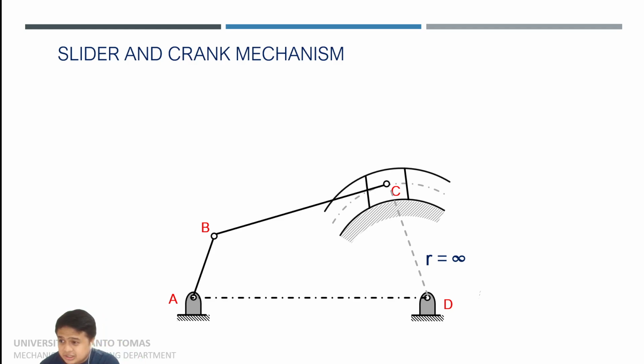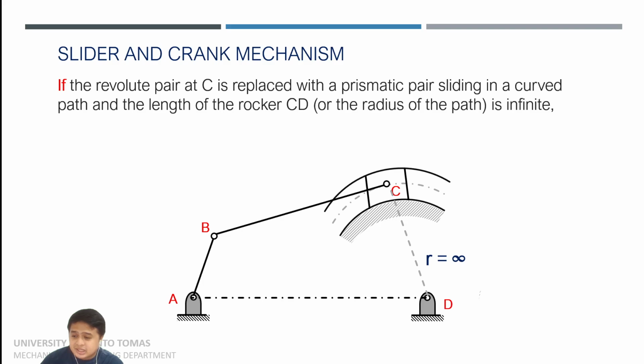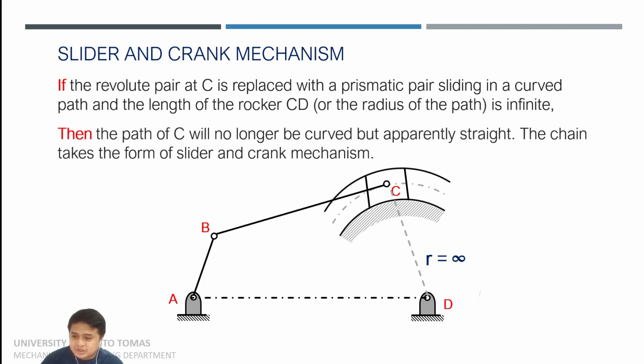So basically, a slider and crank mechanism is still technically a four-bar linkage, but the two links, the frame and this rocker, have a length of infinity. Okay, it is that simple, no? So it's still a four-bar linkage, so it will be simple for us. No?